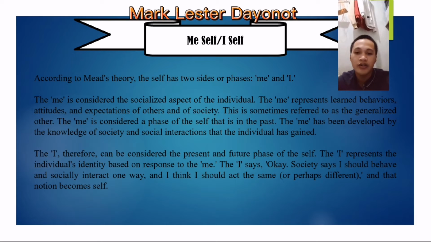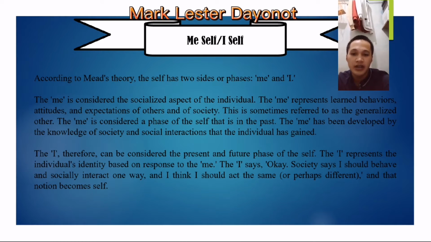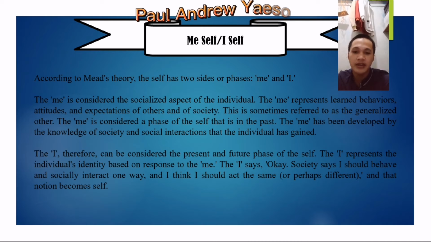According to Mead's theory, the self has two sides, me and I. The me is considered the socialized aspect of the individual. The me represents learned behaviors, attitudes, and expectations of others and society. The I, therefore, can be considered the present and future phase of the self. The I represents the individual's identity based on response to the me.